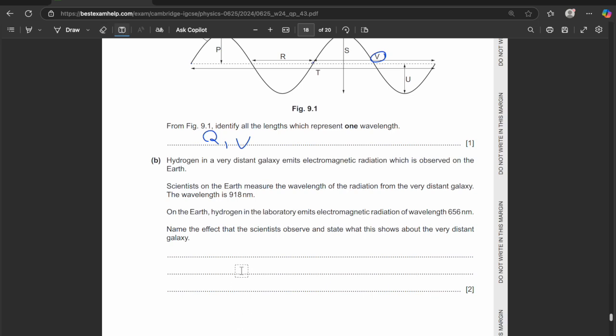So what the scientists are observing is the increase in wavelength, right? So it's just what we observe, not the actual one. The actual one has to be the same, right? So why does the observed wavelength increase? Well, it's because of redshift. It's called redshift, as the very distant galaxy is moving away from the Earth.